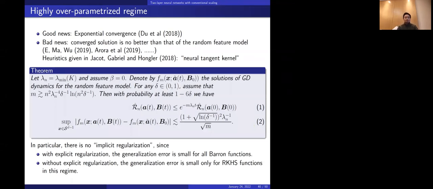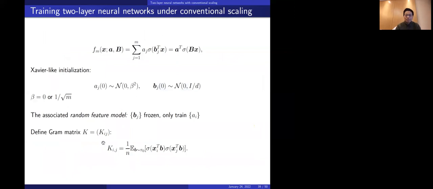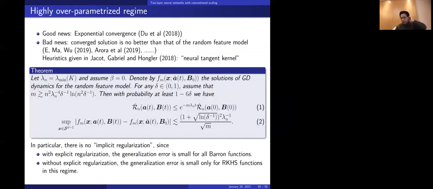So here's an important theorem that has two parts. Consider the situation for which M is much bigger than N. M is the size of the neural network, the number of neurons. N is the size of the training data. So this is called the highly over-parameterized regime, namely, the number of parameters is much more than the training data size. Here, lambda n is the smallest eigenvalue of this matrix K, the size of which can be estimated. Then the following two are true.